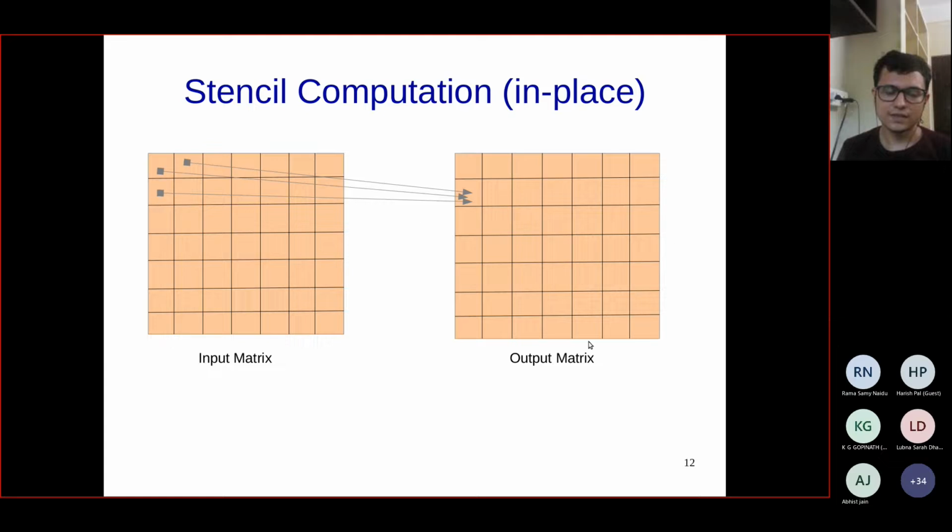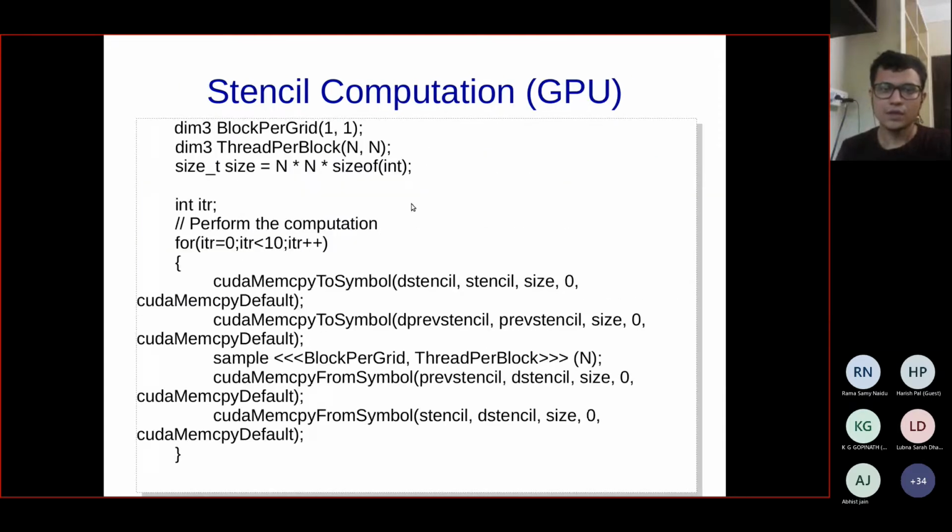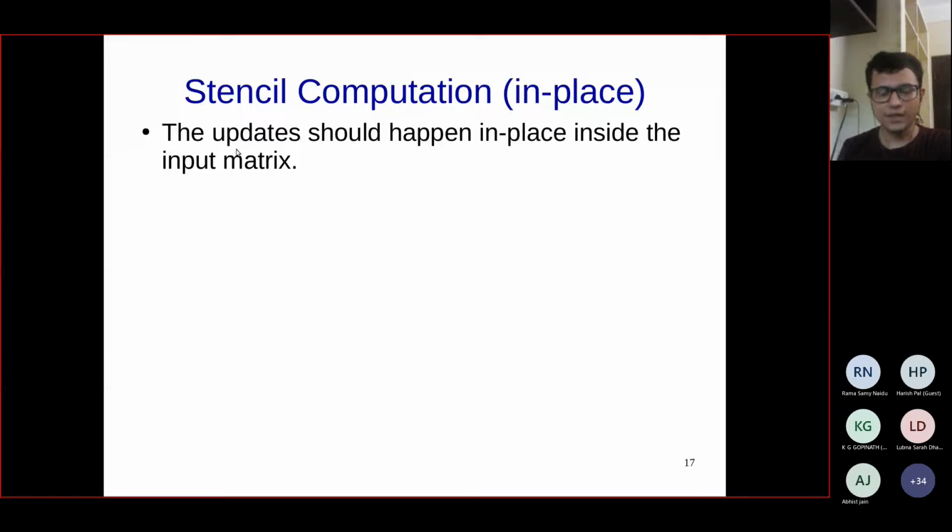I don't want to declare the output matrix, do the calculation, and then store the value in the output matrix. I just don't want to use any extra space. I just want to do the stencil computation in this input matrix itself. So that is the extra requirement that I'm placing here: the update should happen in place inside the input matrix itself. You are not allowed to use any extra space, either for the intermediate computation or for storing the final results. Now, if this is the problem, then how will you write the code for performing this stencil computation?